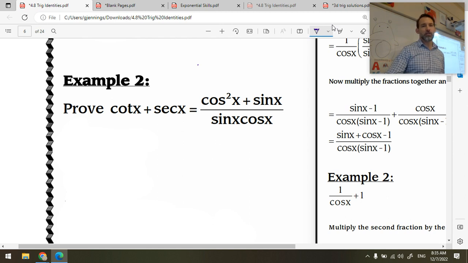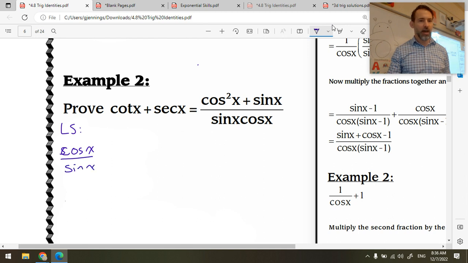So cotangent of x plus secant x. Let's work on that side first. So the left side here, cotangent of x. We recall that tangent is sine x over cosine x. Cotangent is just flipped that. So this is cosine x over sine x. Cosine of x divided by sine of x is cotangent x. And I'm going to add that to secant x. So that's 1 over cosine.